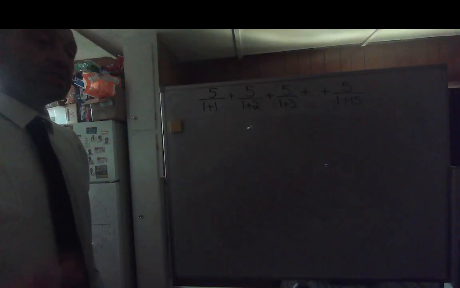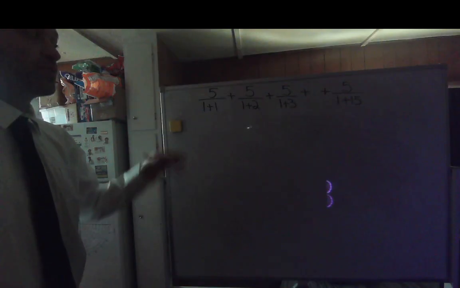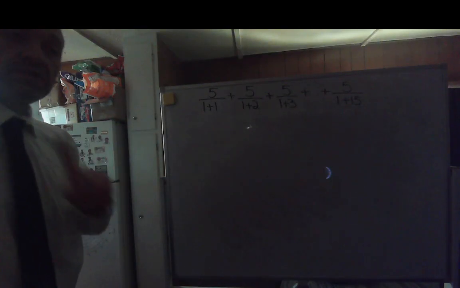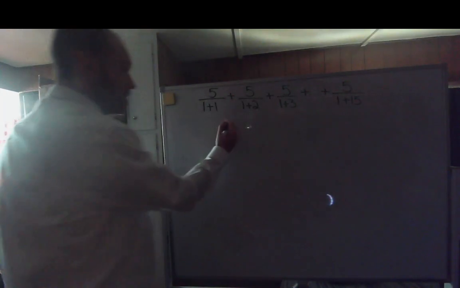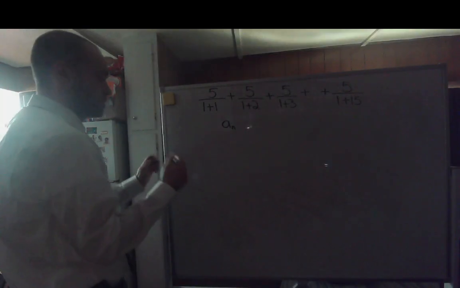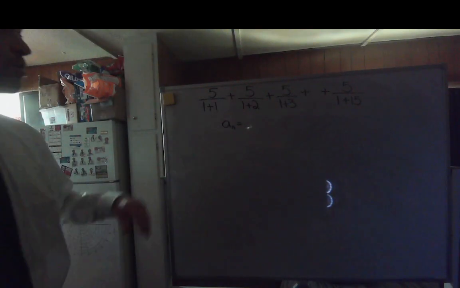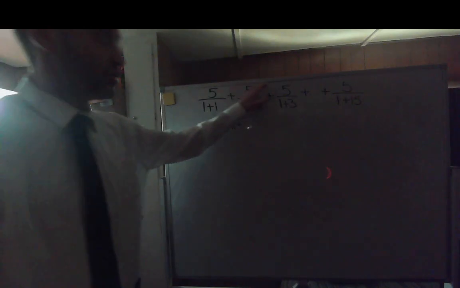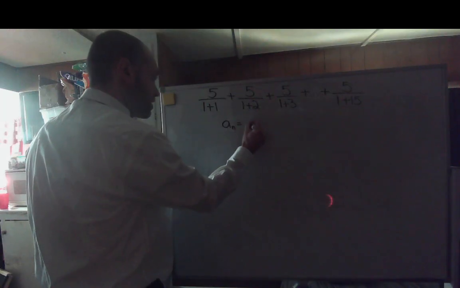First thing you want to do, because we have pluses, this denotes a series rather than a sequence. But the first thing we do is take this as a sequence. We're going to find the explicit formula for the nth term of the sequence. So a sub n equals what? Well, you notice in every single term the numerator is 5, right? So you're going to have a 5 in your numerator.